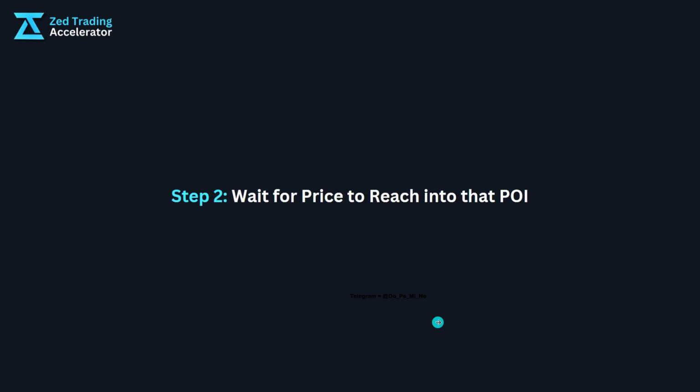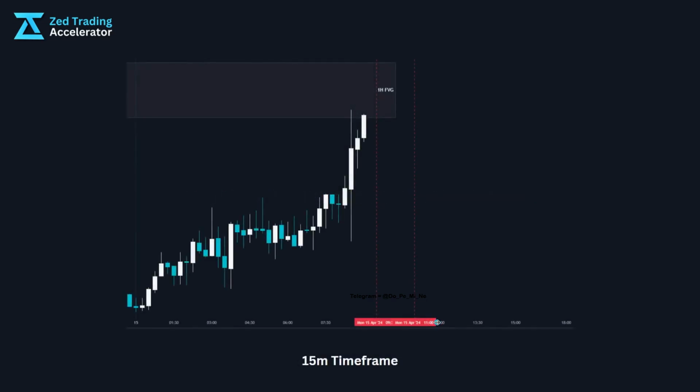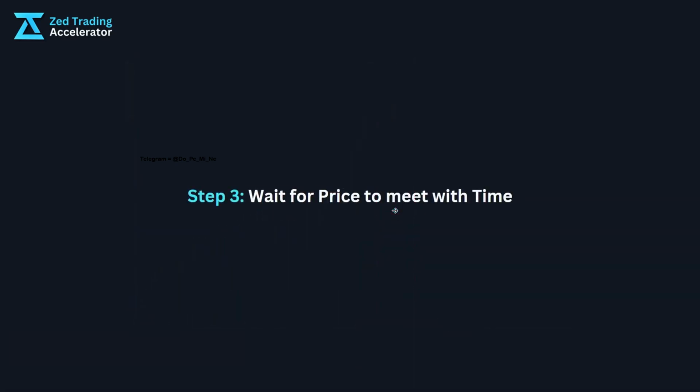Step 2, wait for price to reach into that point of interest. And as you can see, we reach into that 1 hour fair value gap. As we can see, the price is still outside of the New York kill zone. Alright? If that's the case, you need to wait for time. Alright? We have here price, but we don't have time. So we need to wait for time and price to meet each other inside this kill zone, alright? So wait for price to meet with time.